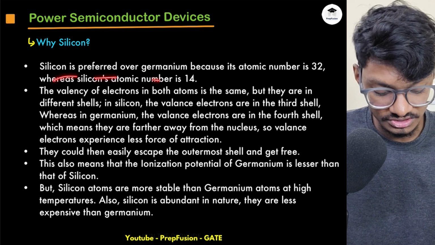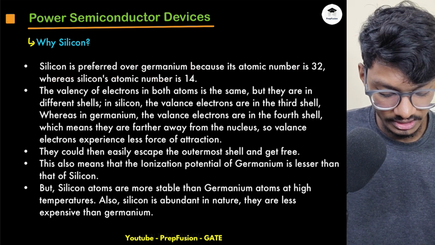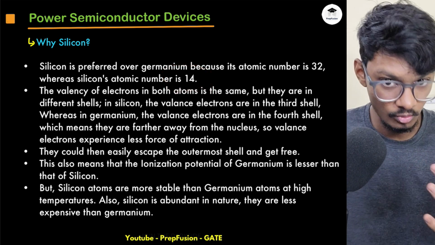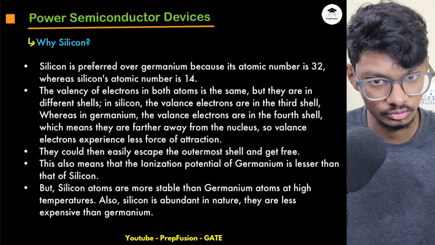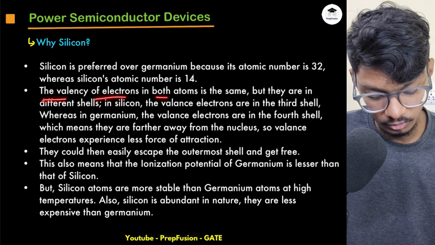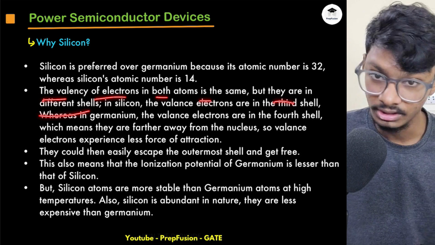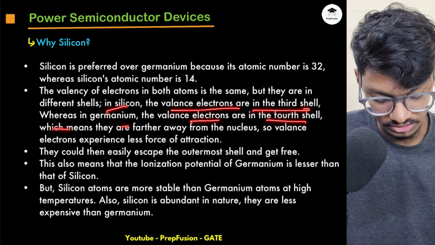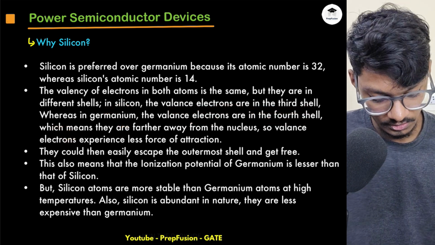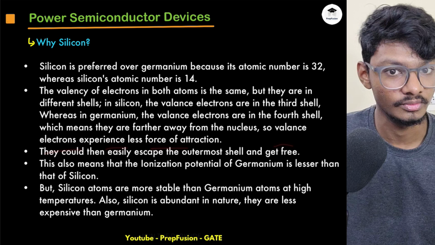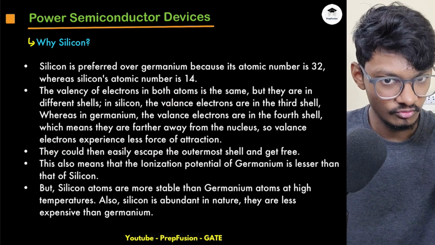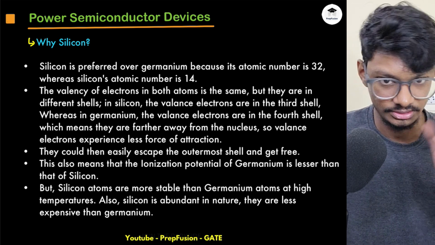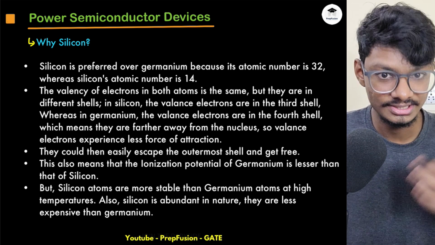Silicon is preferred over germanium. Germanium's atomic number is 32, whereas silicon's atomic number is 14, and that also helps. How? Because of the energy band gap and all those things. The valency of electrons in both atoms is the same, but they are in different shells. In silicon, the valence electrons are in the third shell, whereas in germanium, the valence electrons are in the fourth shell, which means they are further away from the nucleus. So valence electrons experience less force of attraction. Silicon has more force of attraction on its valence electrons, but germanium has less. That is point 1. Due to that we require less energy to flow current.